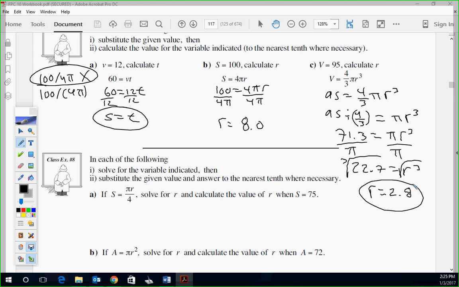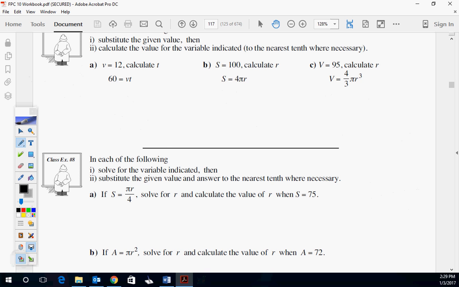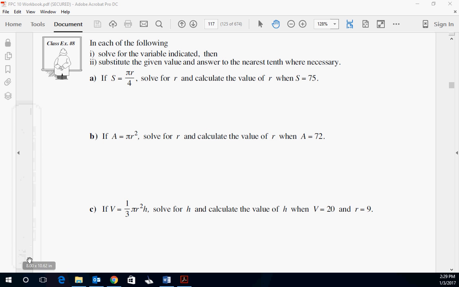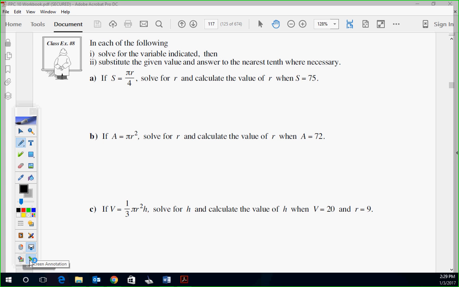One more section here. We'll be done. I'll get you going on what you've got to do today. All right, so let's take a look at these ones, and I'll come around if you need some help. So solve for the variable indicated. What you're doing now is they want you to solve for the variable and then calculate. So I want you to work on manipulating the formula to help you.